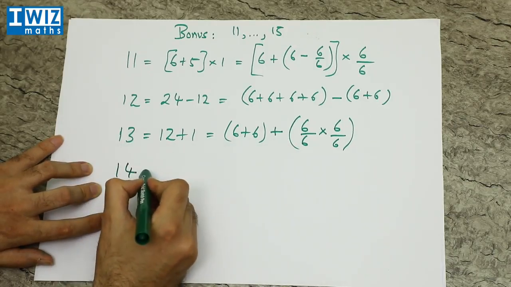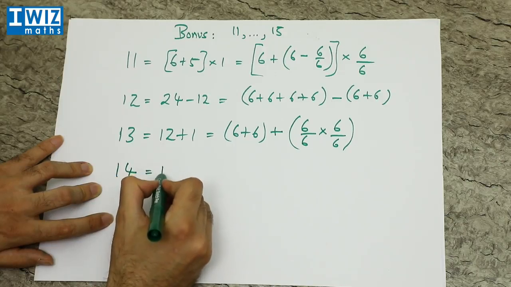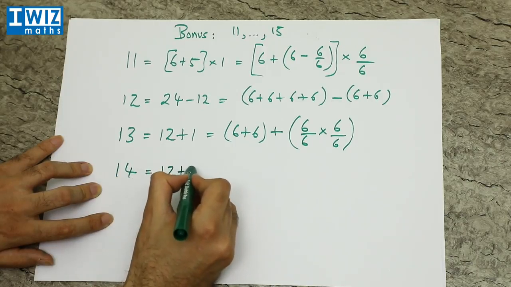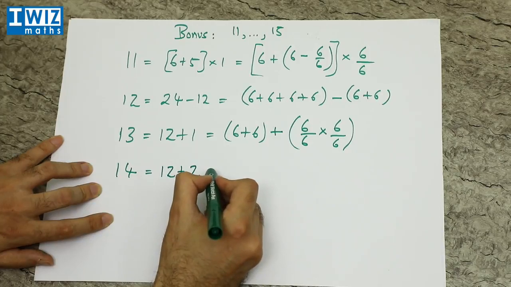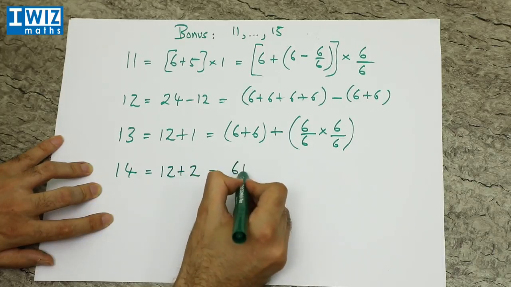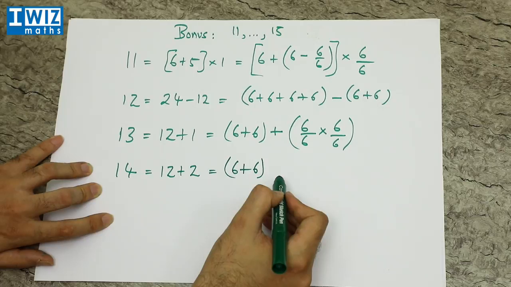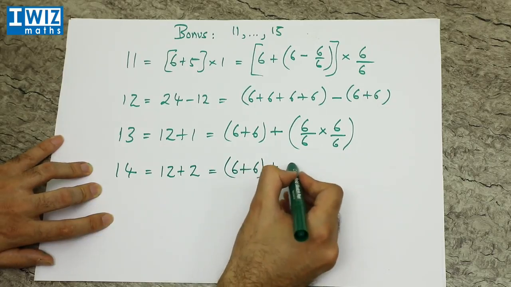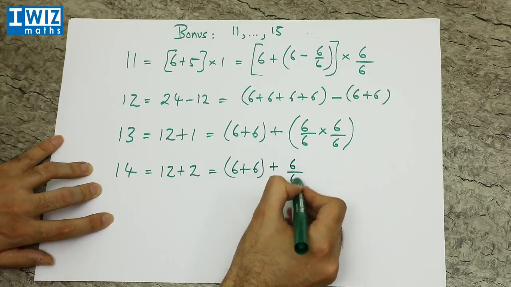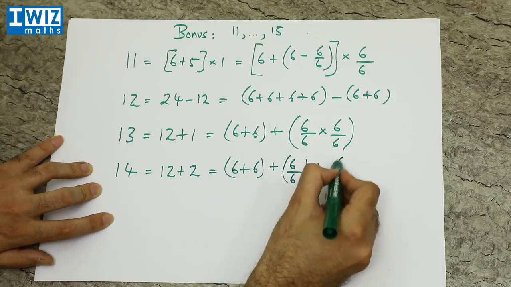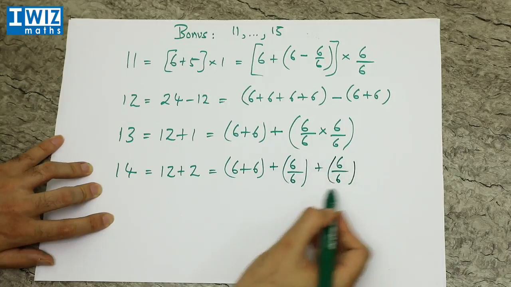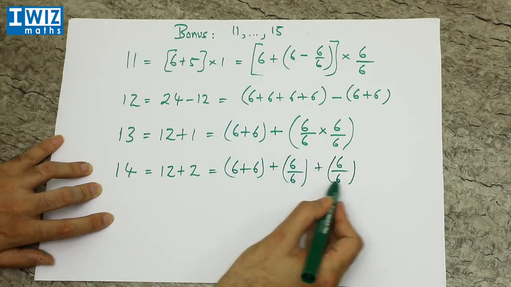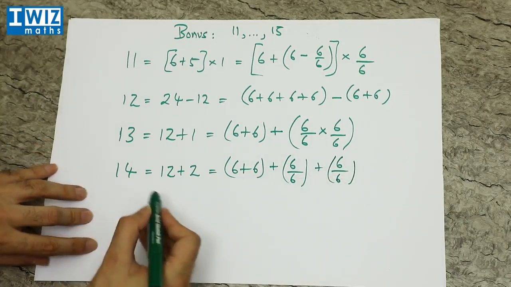If we want to get to 14, we get 12 plus 2. So 12 is easy because that's 6 plus 6, and 2 is just 1 plus 1, so we can do plus 6 divided by 6 plus 6 divided by 6. So that's 12 plus 1 plus 1 gets us 14.